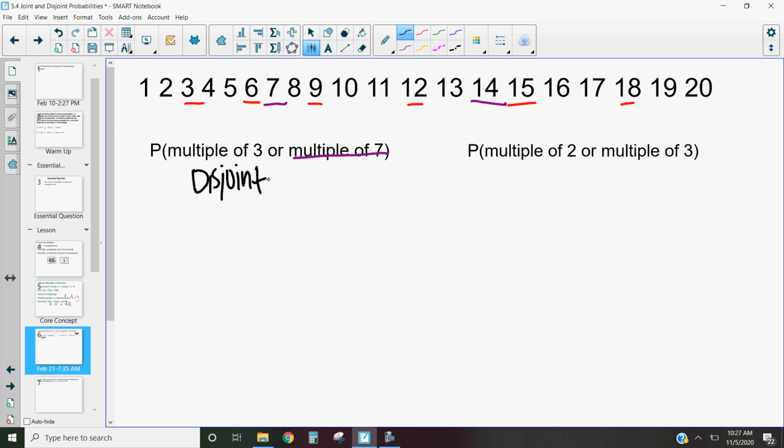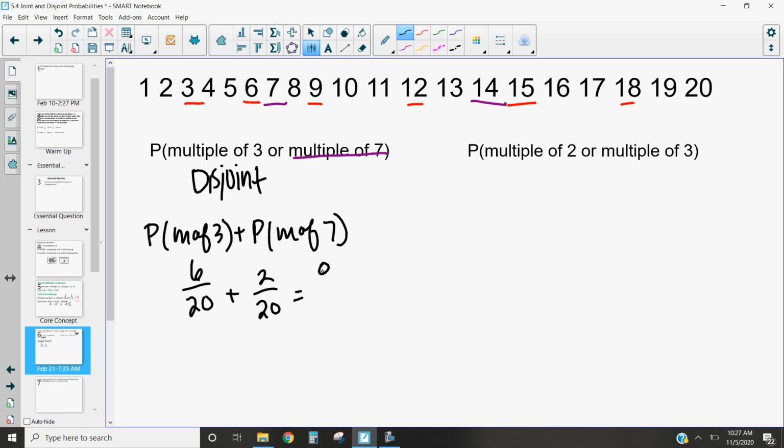And those disjoint probabilities mean that to find the probability of getting a multiple of 3 or getting a multiple of 7, all we have to do is add those two probabilities. So the chance of getting a 3 is 1, 2, 3, 4, 5, 6 out of 20, plus the chance of getting a 7, which is 2 out of 20. And that's going to be 8 out of 20 or 2 out of 5.